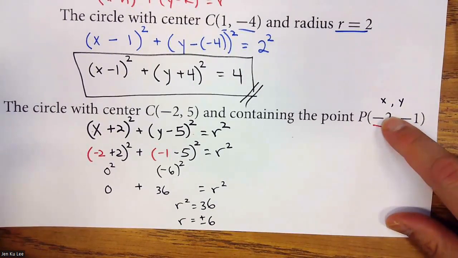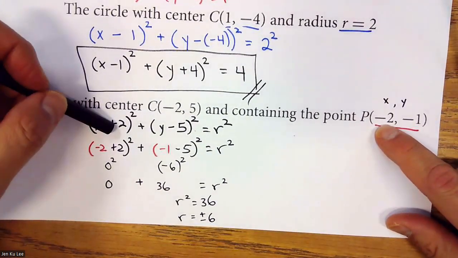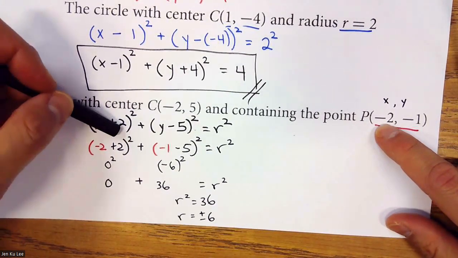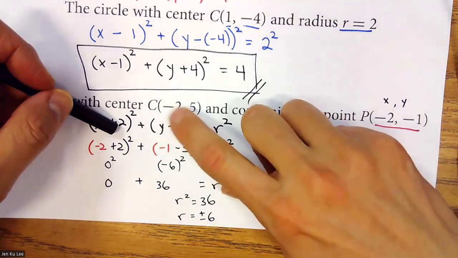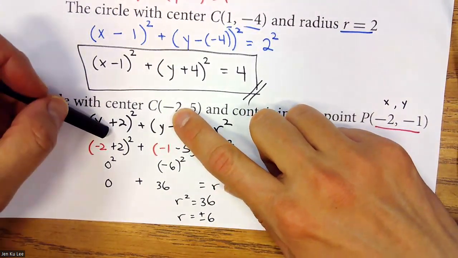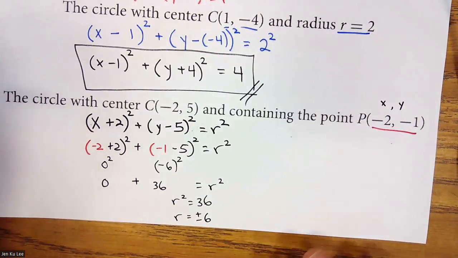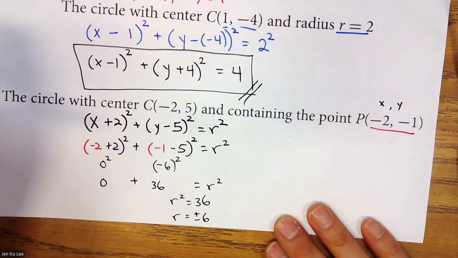This is negative 2. So negative 2 plus 2. Oh, this plus 2? Why did I put a plus 2? Oh, because then this is a negative 2. So it's x minus negative 2, which is a plus 2. Okay.